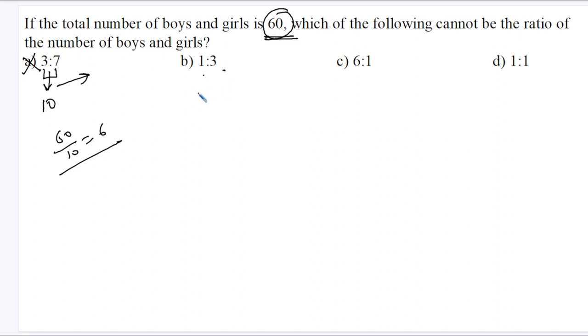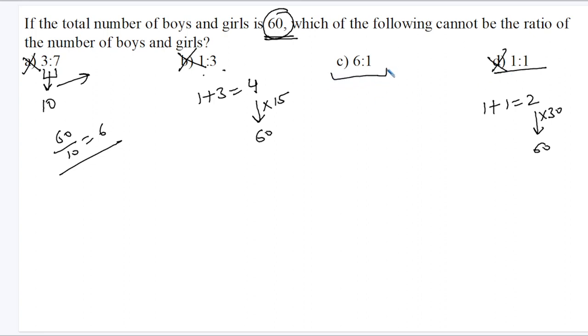1 is to 3. The sum of the ratio is 4. That means something that is represented as 4 in the ratio is actually 60. So I believe the multiplier is 15. That's again possible. 15 is the number of boys and 45 is the number of girls. So this is also possible. 1 is to 1 is also possible because the sum of the ratio is 2, which is actually 60. So the multiplier becomes 30 here. So the number of boys and the number of girls is 30 and 30.